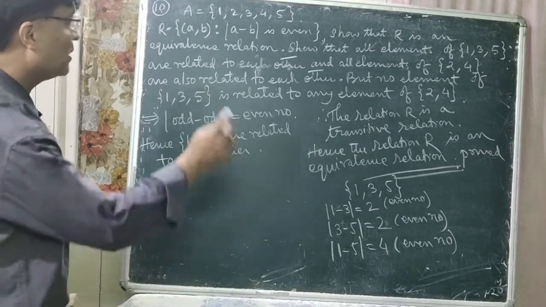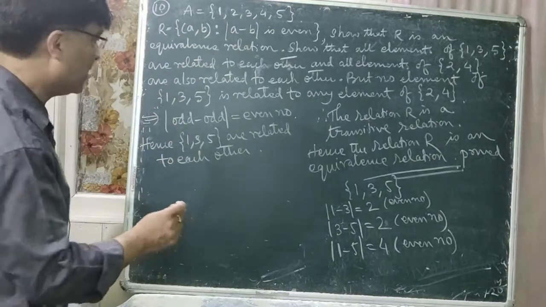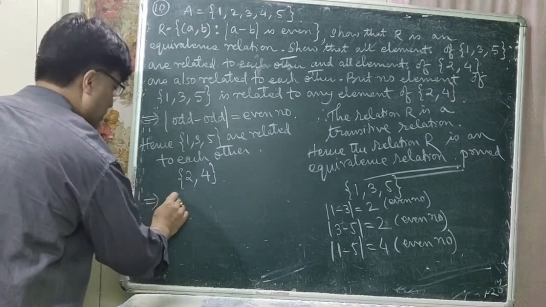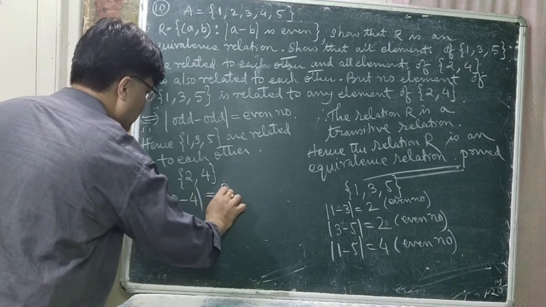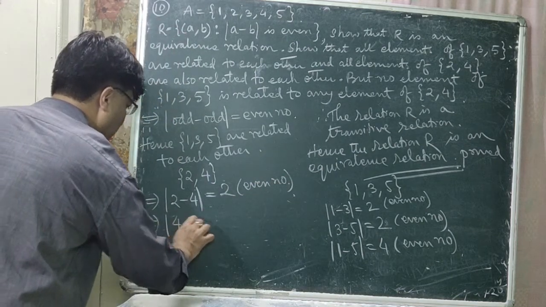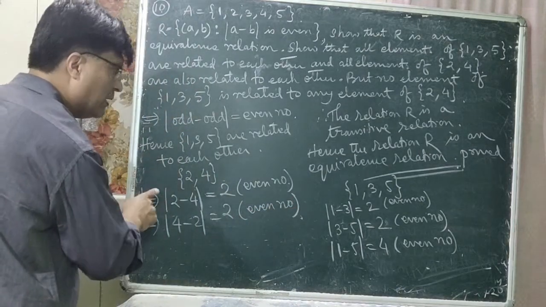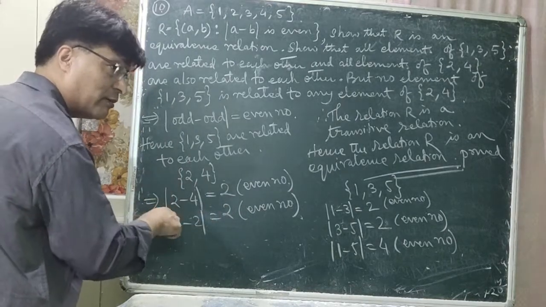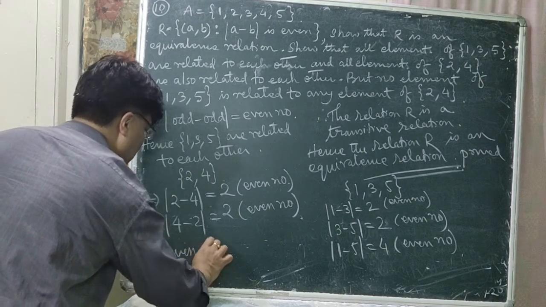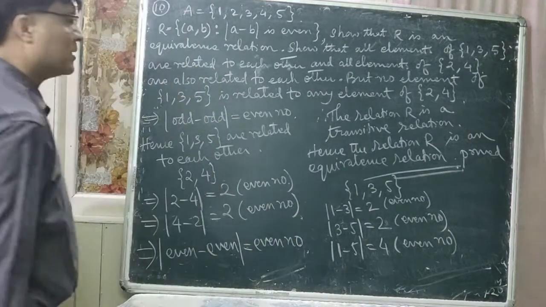Is that clear now? Next, you have to prove that 2, 4 are also related to each other. That is, their difference should be even again, right? So let us take 2, 4: |2 - 4| is equal to 2, which is also an even number. |4 - 2| is also 2, an even number. Even number minus even number is equal to even number. Is that clear to all of you?